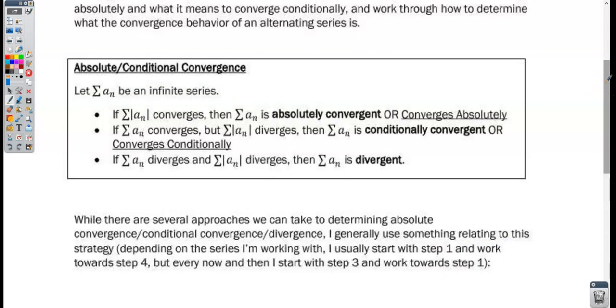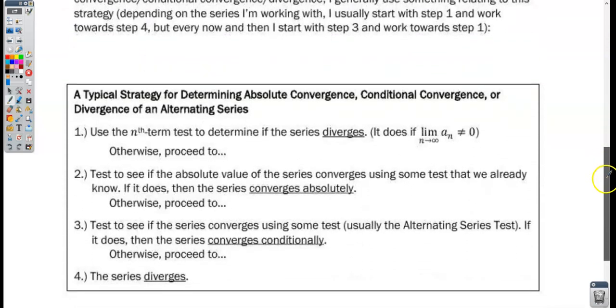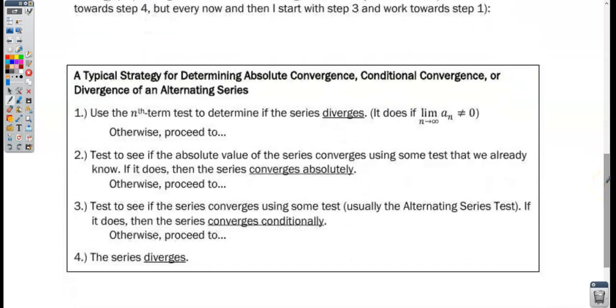We can really approach this however we want to. We can kind of go piecemeal and say, oh, let's test the absolute value, let's test the original series, and depending on what happens, you might just stumble upon the right approach walking in the door. I generally use the strategy that I'm about to outline. I usually start with step 1 and work towards step 4, but every now and then I start with step 3 if I have a particularly strong hunch about the behavior. But typically this is the path that I go down when I'm trying to decide if a series converges conditionally, converges absolutely, or diverges.